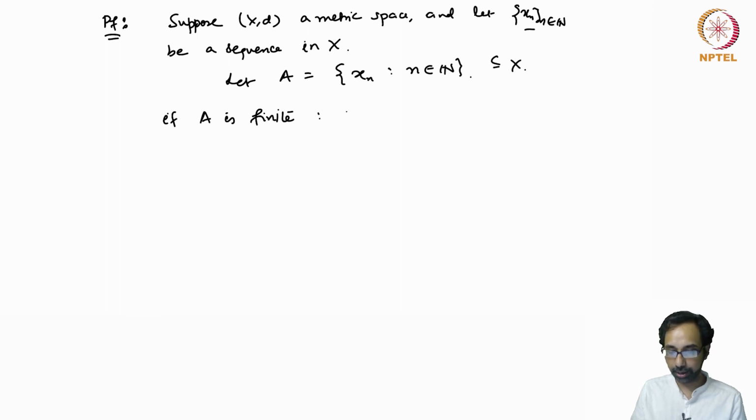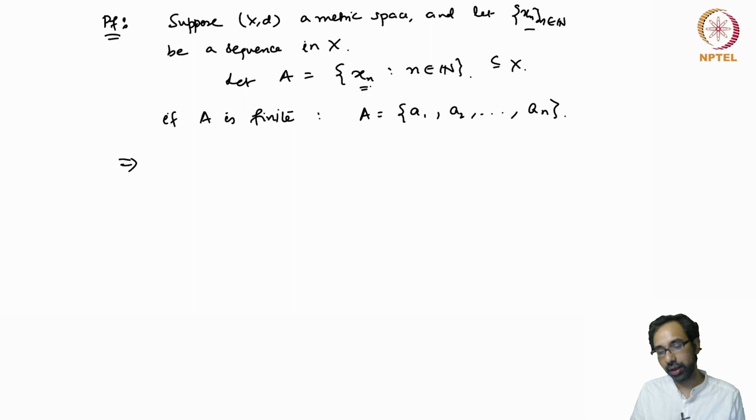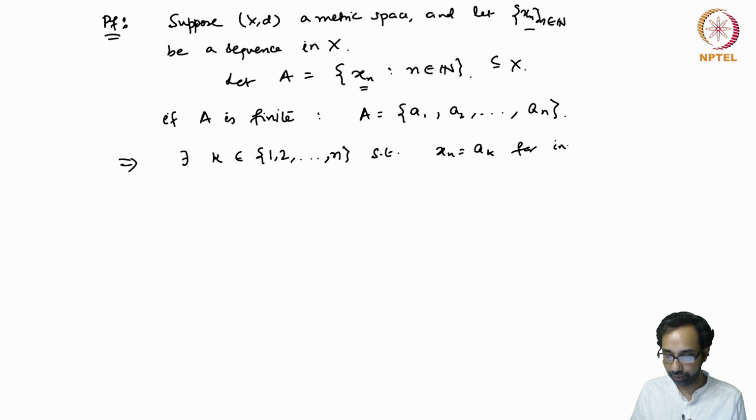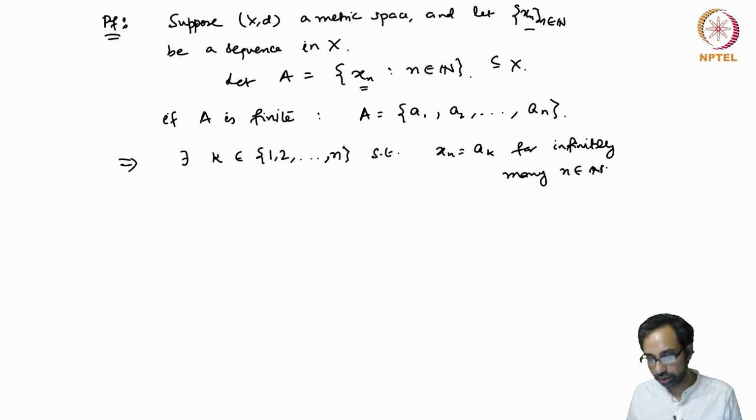Now, if A is finite, say A is equal to the set of points a1, a2, ..., an. Because we have infinitely many xn's but only finitely many values, this means that there exists a k in the set 1, 2, up to n, such that xn equals ak for infinitely many n in N. This is just the pigeonhole principle that you might have seen. We have infinitely many values of n, but only finitely many points that xn can take. So there will be at least one such index k for which xn takes the value ak infinitely often.